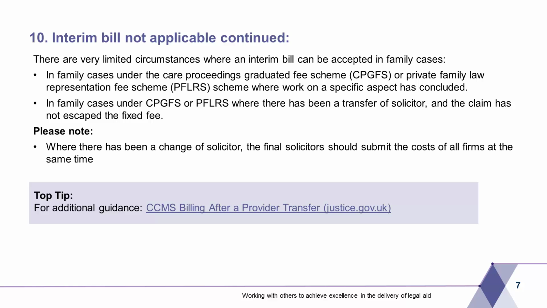There are also limited circumstances where an interim bill can be accepted in family cases. They include family cases under the fixed fee schemes where work on a specific aspect has concluded. The most common example there is where you might have non-molestation proceedings and private law children proceedings under one certificate. It's often the case that the non-molestation aspect will conclude prior to the private children proceedings. As it's a fixed fee matter, that can be billed as an interim bill, and then we'd expect the private law children matter to be billed by way of a final bill.